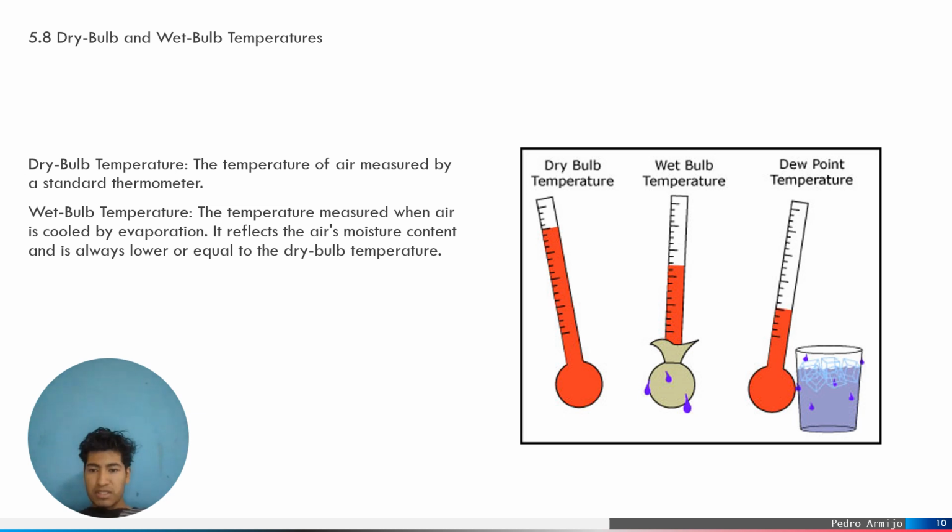Dry bulb is the temperature measured with a common thermometer. The wet bulb measures temperature as water evaporates, making it an indicator of the moisture contained in the air.